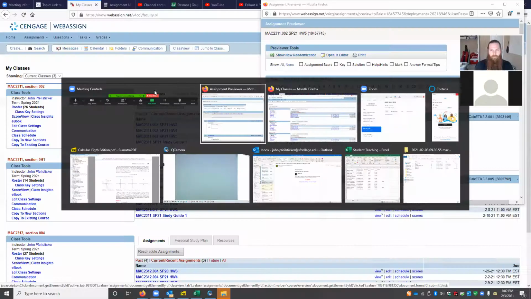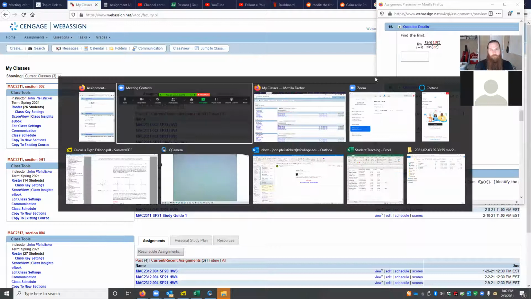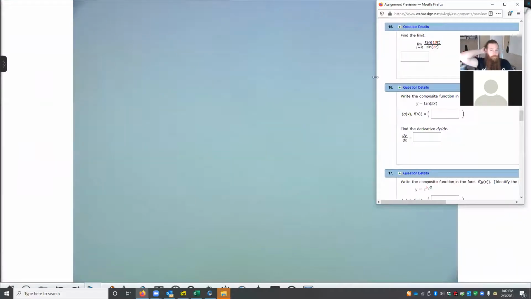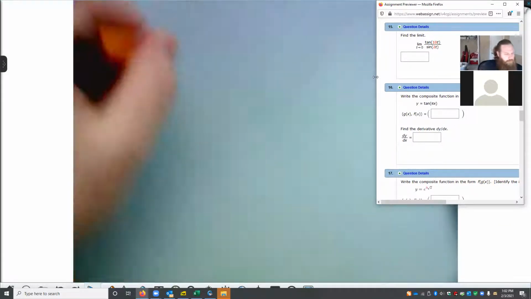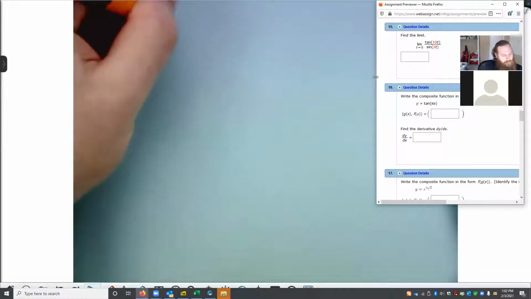All right, so on number 15. Yeah, this is fun. This is going to come from one of our special trig limits. That's the idea. We need to use, remember those, we've got these two special trig limits.